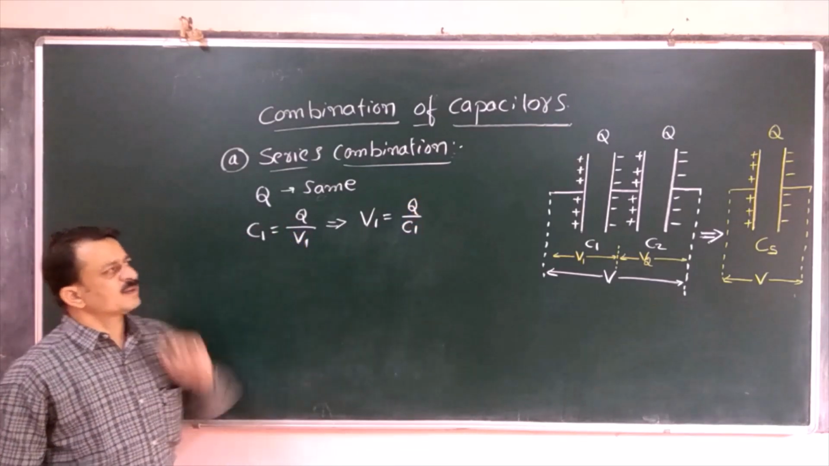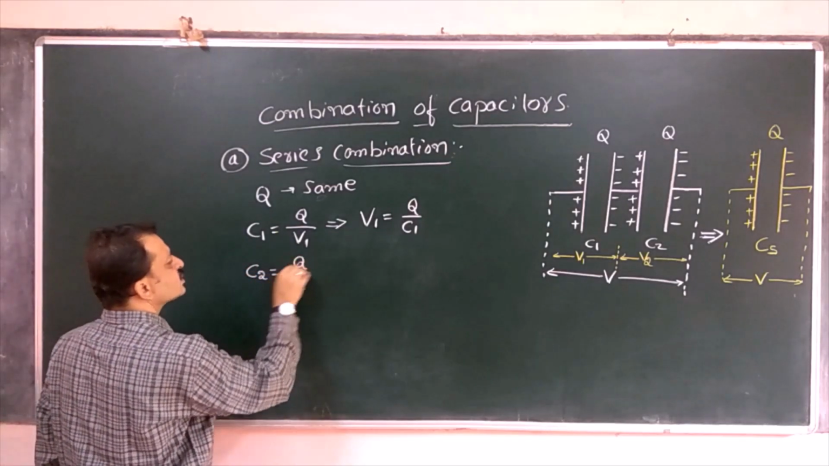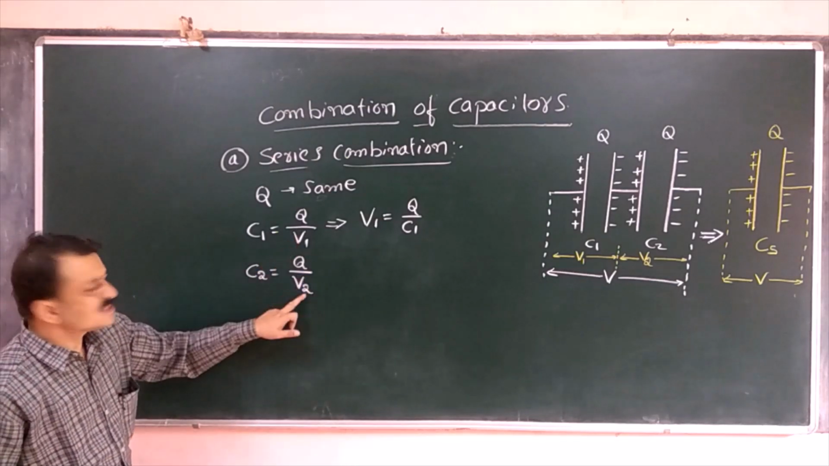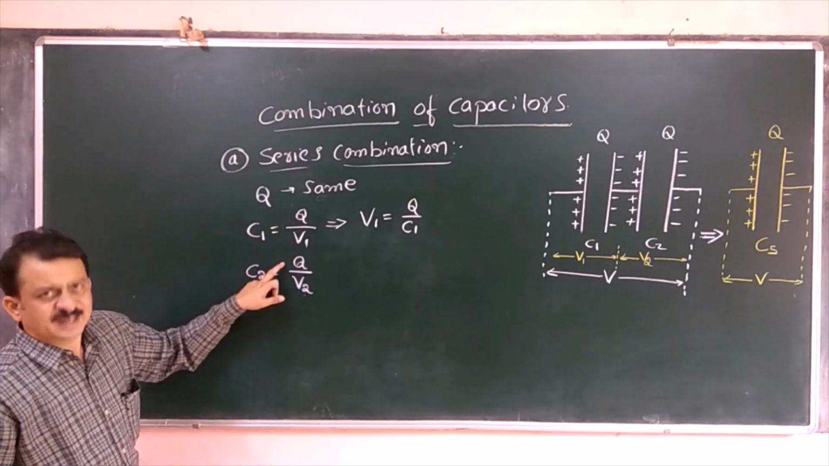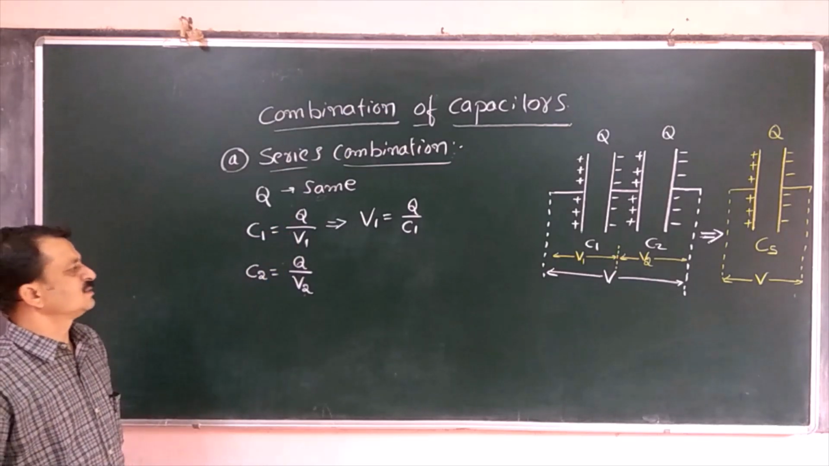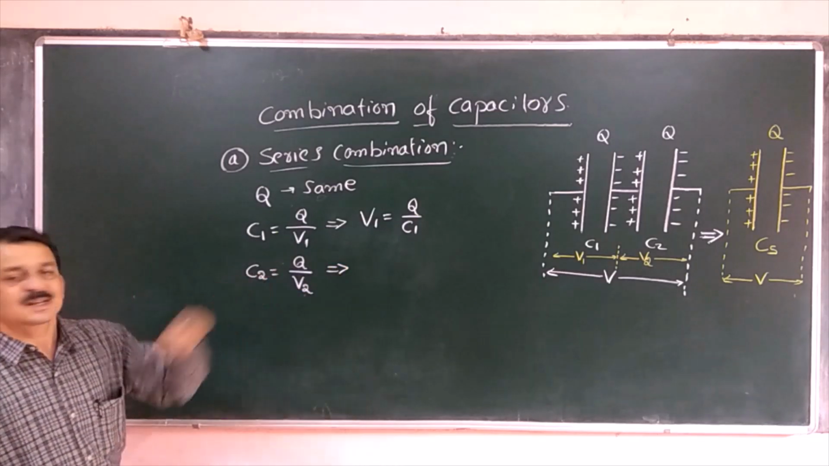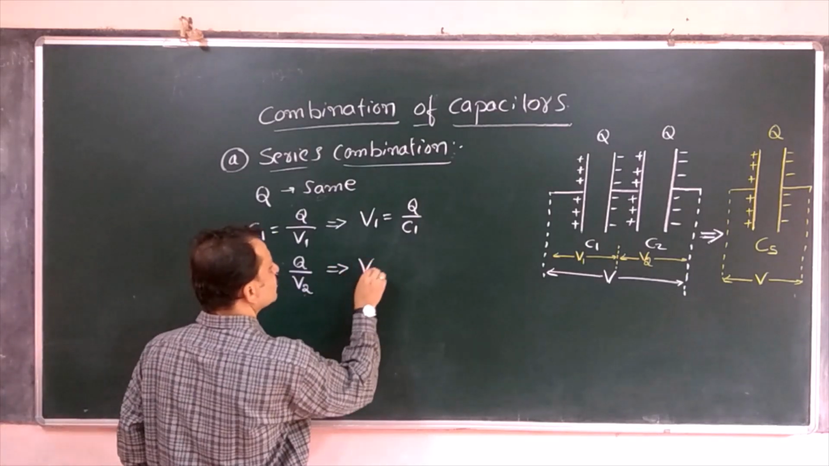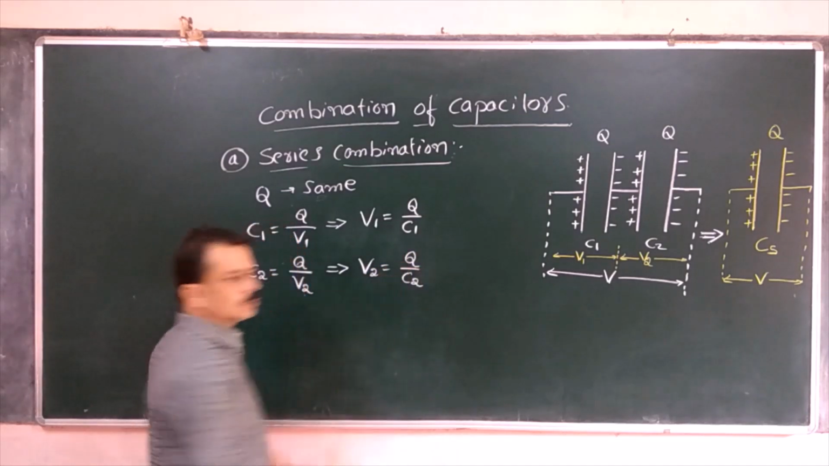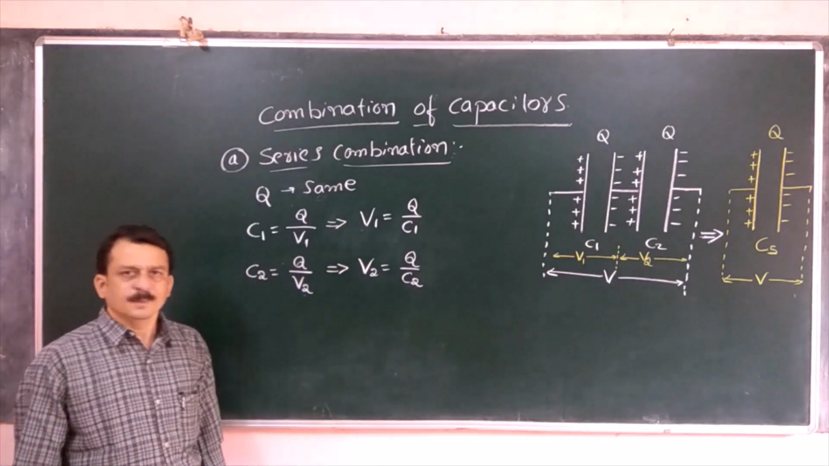Similarly, for the second capacitor, the capacitance C2 is given by Q divided by V2. Now look here, voltage is divided but charge is the same. Therefore, for the two cases we are taking Q as common, that is charge. Therefore, the voltage across the second capacitor V2 is equal to Q divided by C2. That is the voltage across the first capacitor and the voltage across the second capacitor.